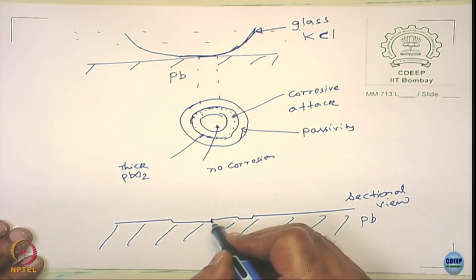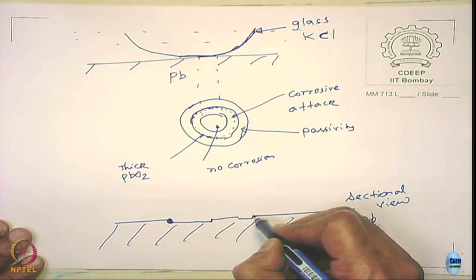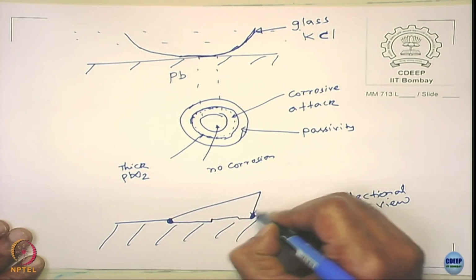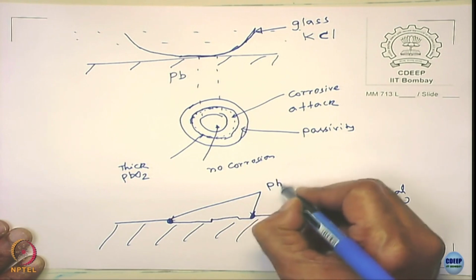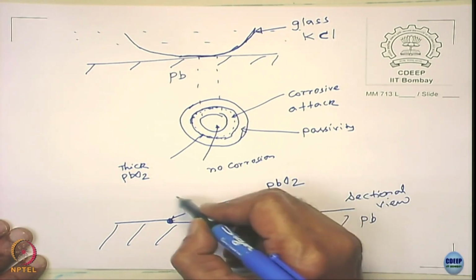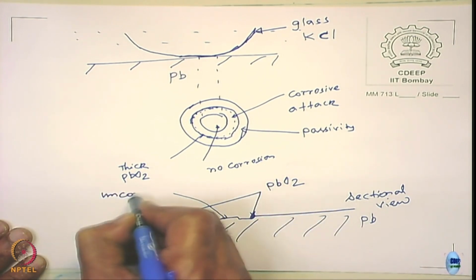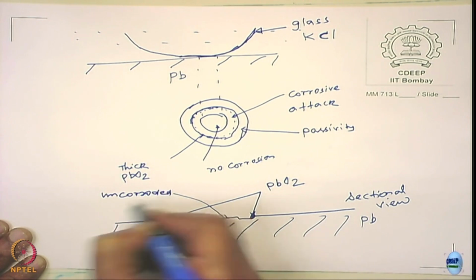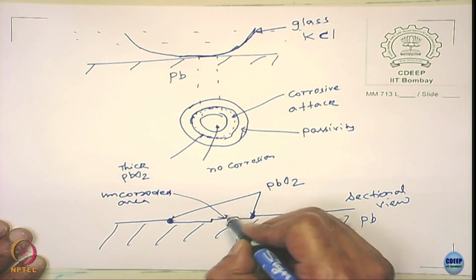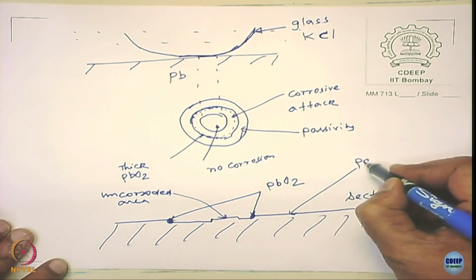Sectional view, right? And of course, here you will see quite a bit of lead dioxide. Here it is not corroded, this is your uncorroded area. This uncorroded area, and this area all passivated area.